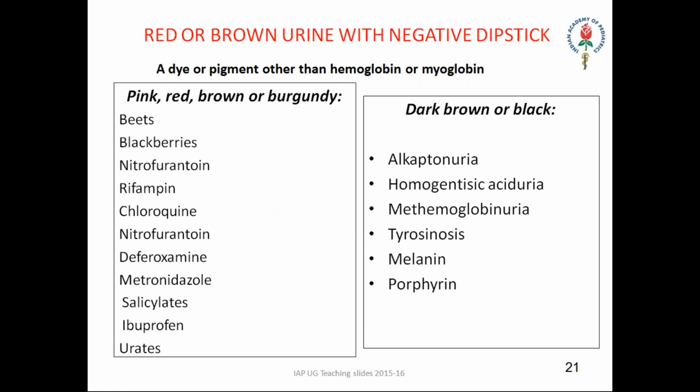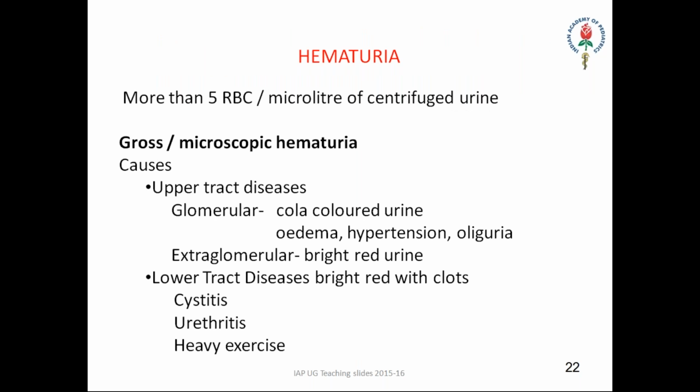And dark brown or black colored urine is seen in conditions like alkaptonuria, homogentisic aciduria, methemoglobinuria, tyrosinosis, melanin pigmentation, and porphyrias like porphyrin pigmentation. So hematuria, already we have discussed, is more than 5 RBCs per high power field of centrifuged urine.